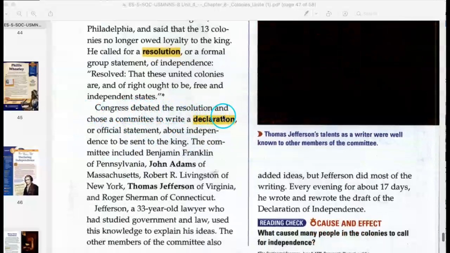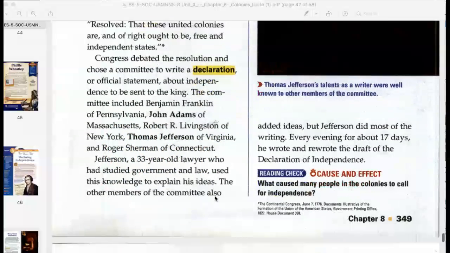Congress debated the resolution and chose a committee to write a declaration, or official statement, about independence to be sent to the king. The committee included Benjamin Franklin of Pennsylvania, John Adams of Massachusetts, Robert R. Livingston of New York, Thomas Jefferson of Virginia, and Roger Sherman of Connecticut.